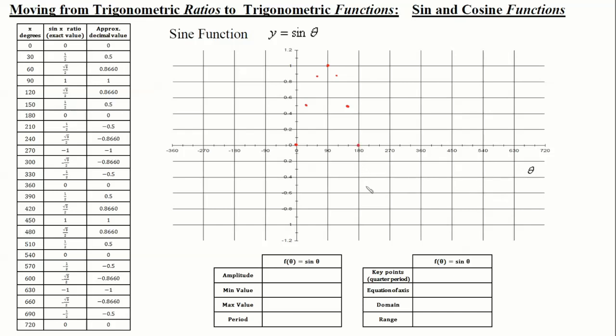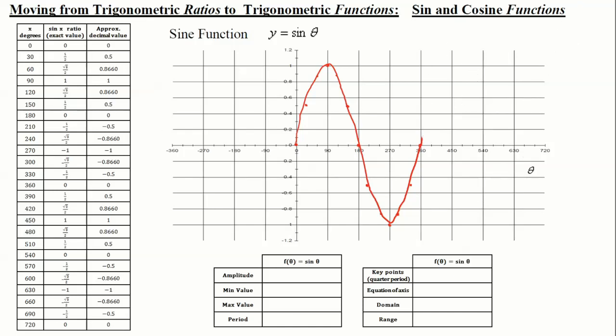Okay, 210 degrees, we're at negative 0.5, and then 240, we're at negative 0.866, and then 270, we're at negative 1, 300, we're at negative 0.866 again, 330, we're at negative 0.5, and then back to 360. Okay, so there is one full cycle of our sine graph. Again, it would continue for as many cycles as you wanted to graph it.